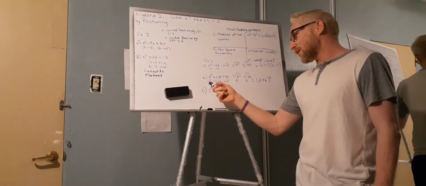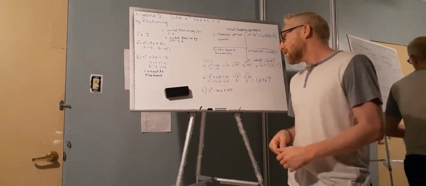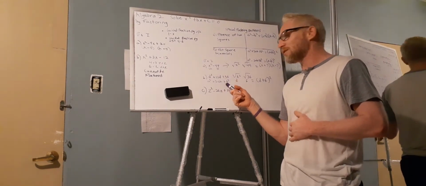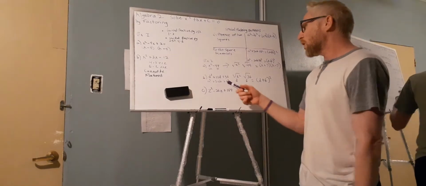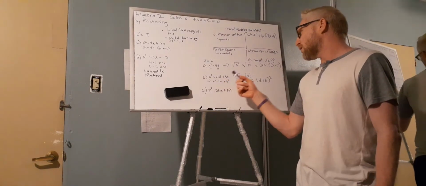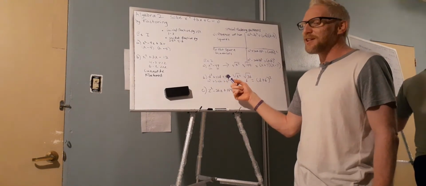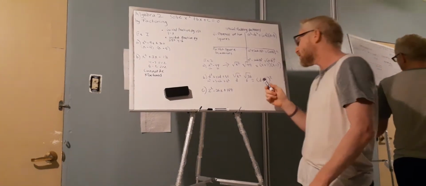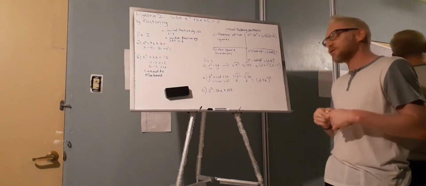So d squared is the same thing as saying a squared. The 12d is actually the same thing as saying 2ab, and the 36 is actually the same thing as saying b squared. So what I do is I look for the square root of d squared, which is d, the square root of 36, which is 6, and then I just plug them into this. Instead of writing a plus b squared, I say d plus 6 squared.